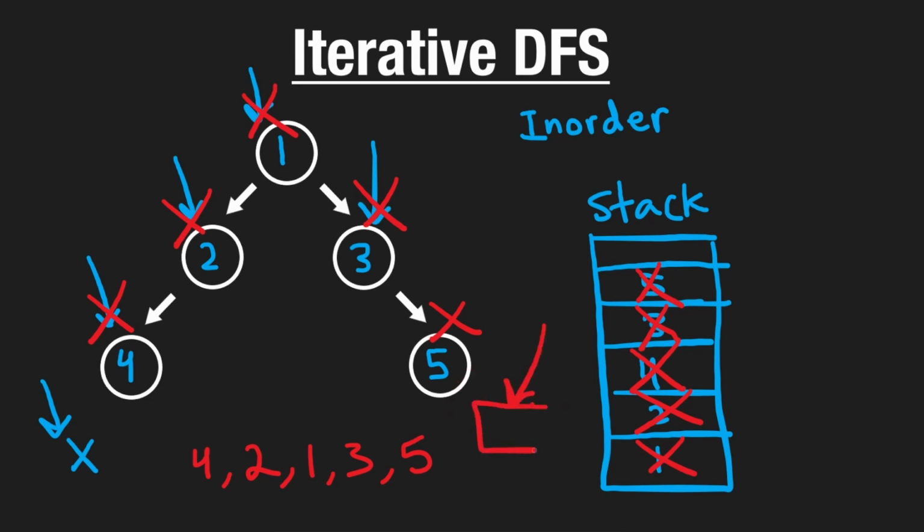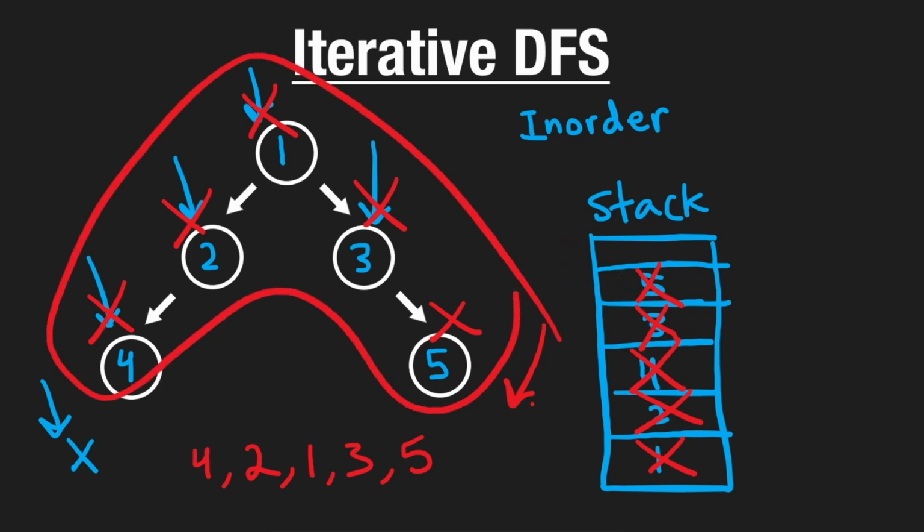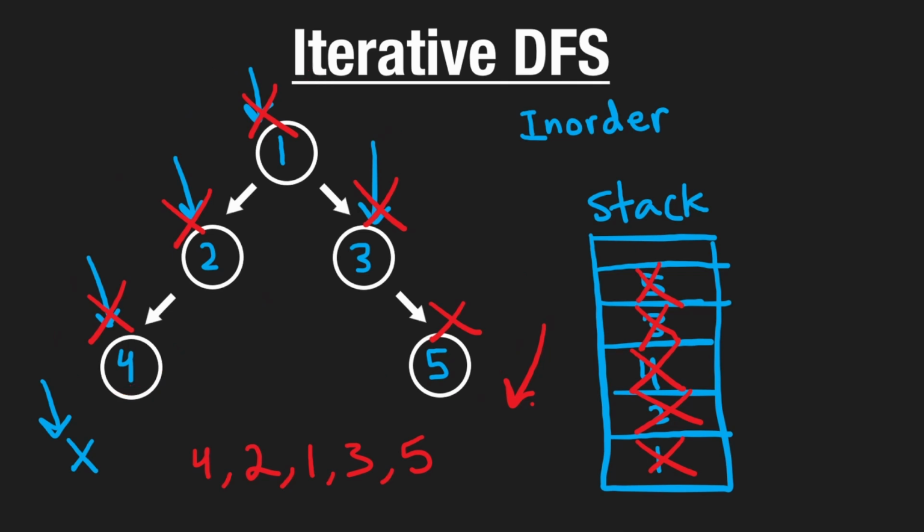What do we do when our pointer is at null? Well, we pop from the stack, but now our stack is empty. So if our pointer is null and the stack is empty, then we don't have any more nodes left in the tree to traverse. So that's how you know we can stop the algorithm.